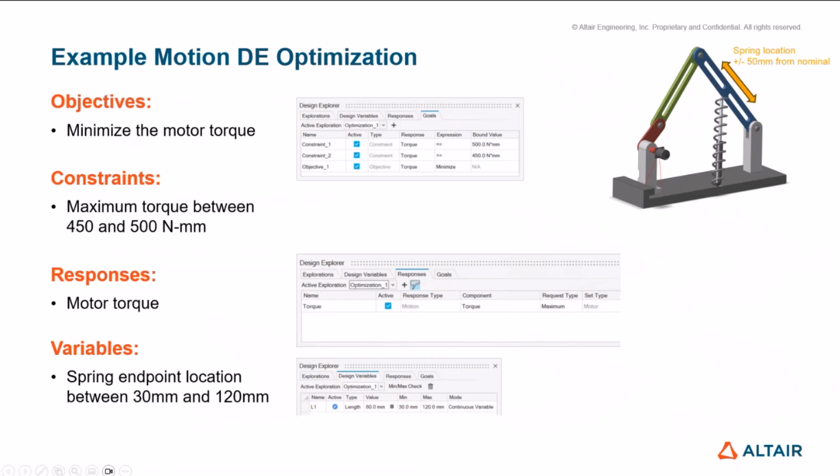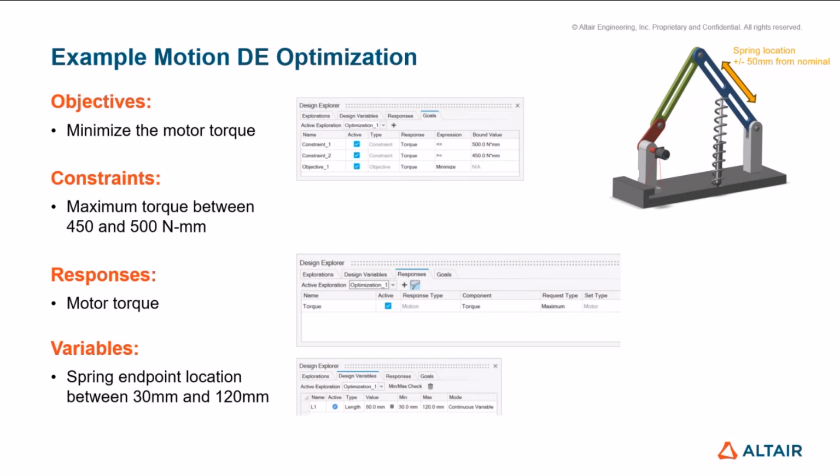So next example, which Scott Ziemba provided to me, is another simple example, a motion example where there's a mechanism shown at the right, with a motor turning and then the mechanism turns. The simple question set up here was: I want to minimize the torque on that motor while I move the spring location around, and in addition constrain the torque between values, in this case 450 and 500 Newton millimeters.